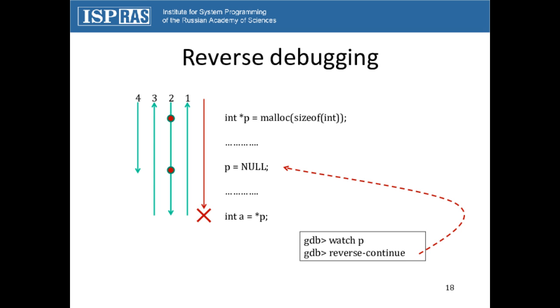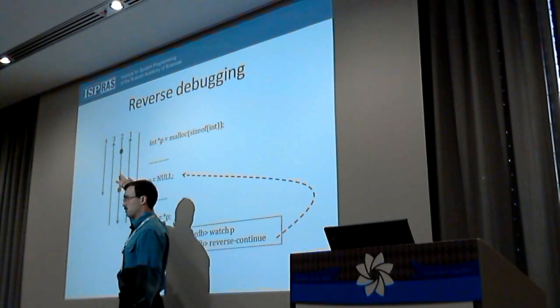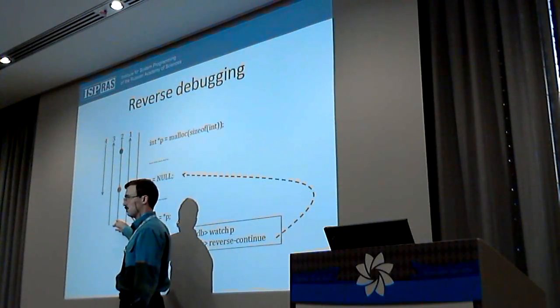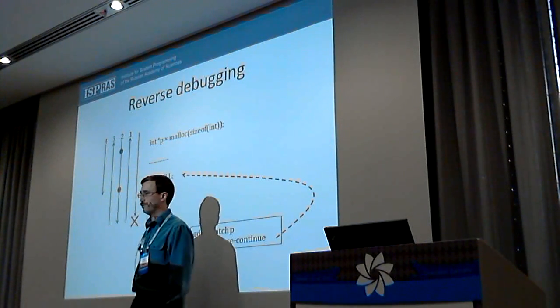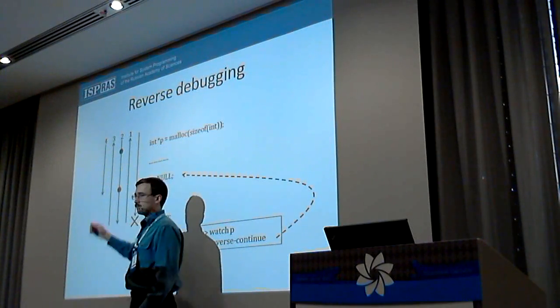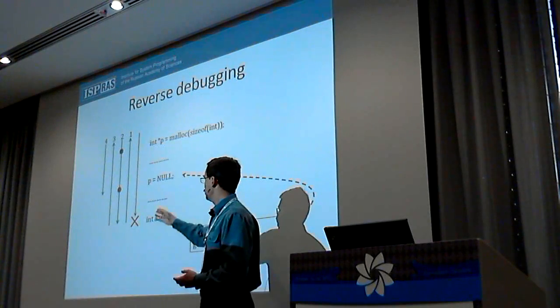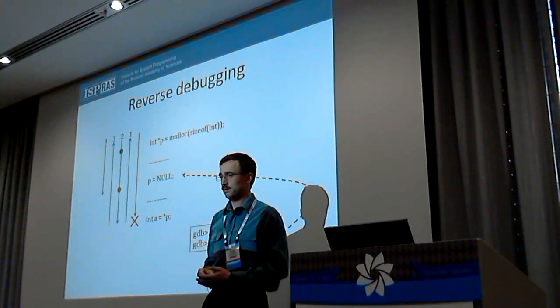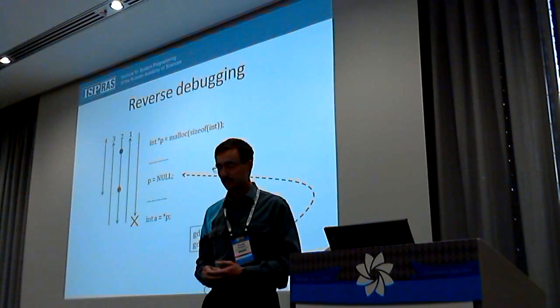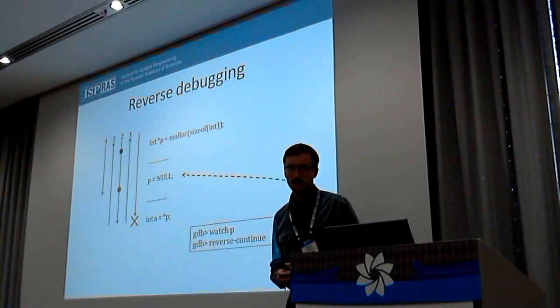The simulator thus finds this point in 4 steps. First, it loads the snapshot, then replays the execution forward, and finds all the points where the pointer is changed. Then it loads the snapshot again and goes to the last point where this watchpoint was hit.